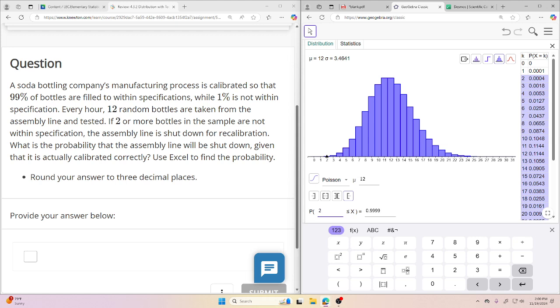Yes. If this is not within spec, then it shuts down. What's the probability that it'll be shut down? Think about it. It's the probability of being shut down. Is the probability of being shut down 90, 90, 90, 90, 99? Probably not. It's like the reverse of that, right?